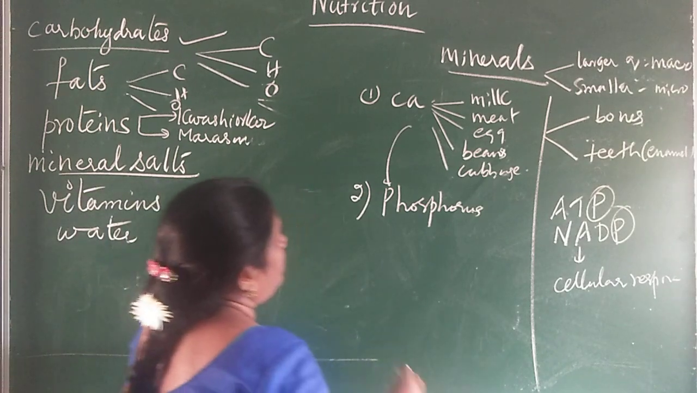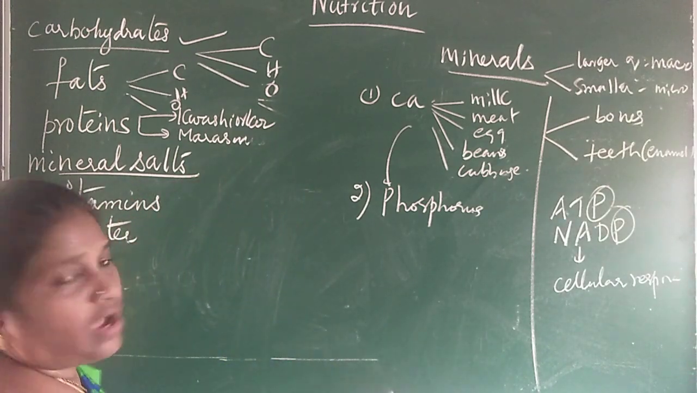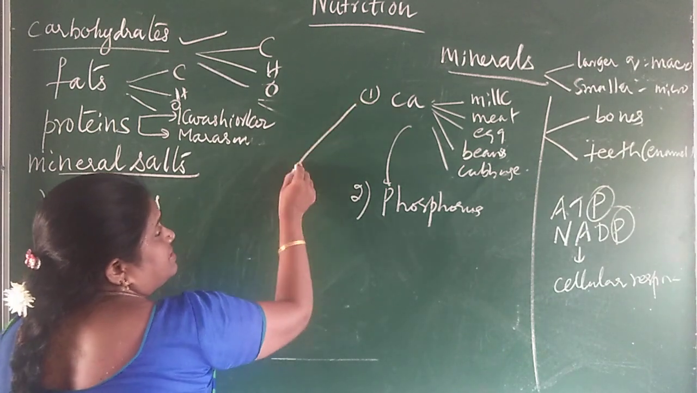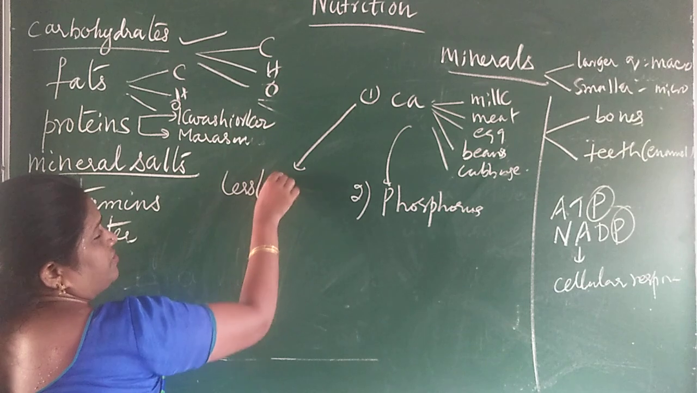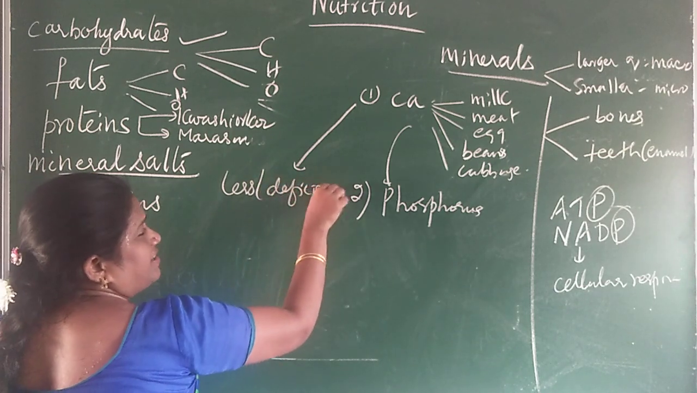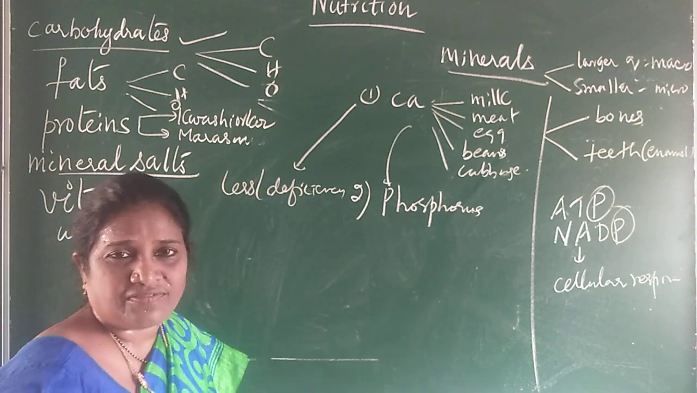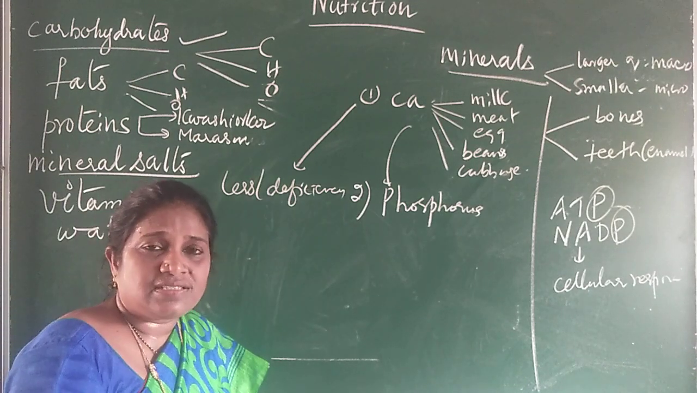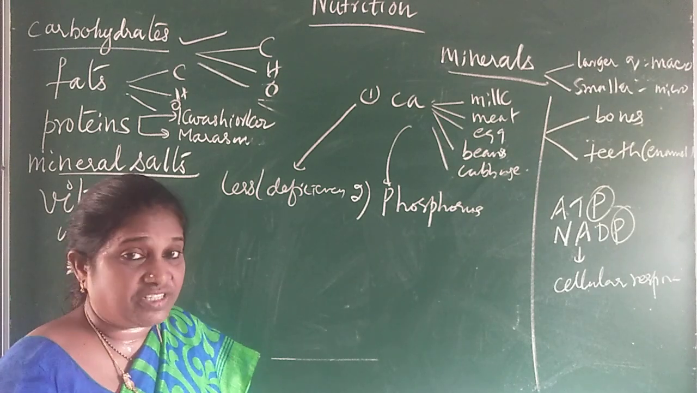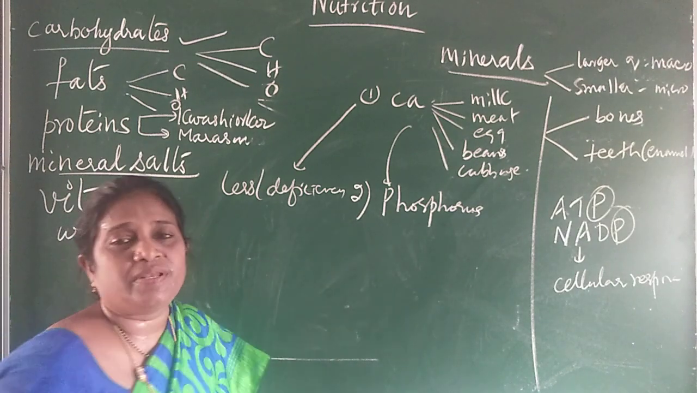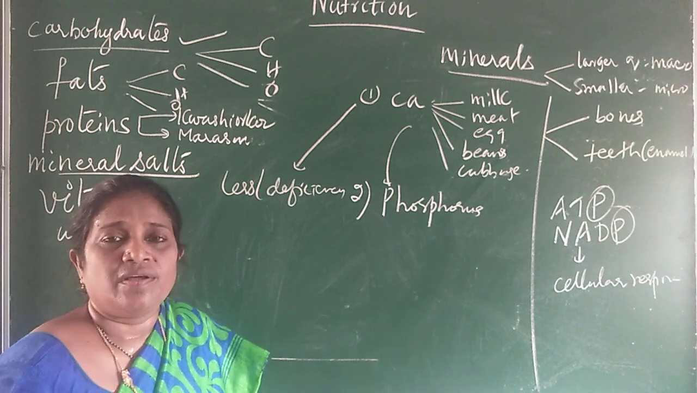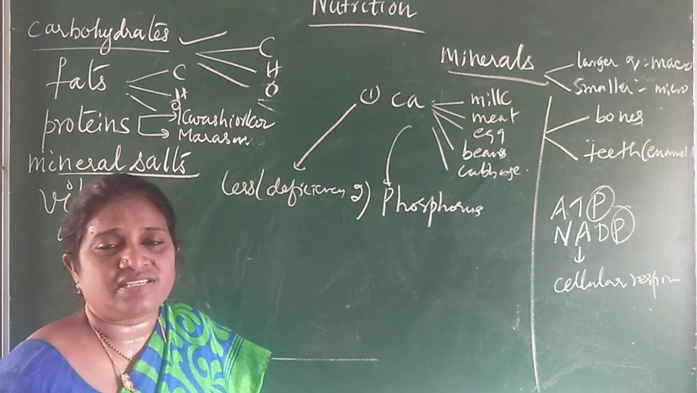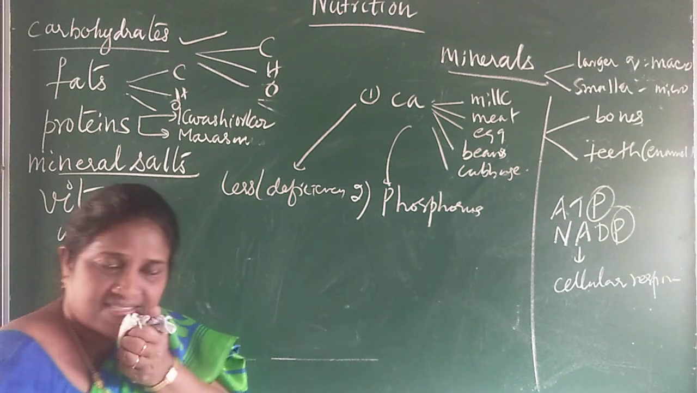Next, you also have deficiency diseases. Children, if calcium is less, or if there is a deficiency, just like the protein deficiency diseases you have seen, Kwashiorkor and Marasmus. If your diet is deficient in any of these minerals or vitamins, then some diseases are caused. Those are called mineral deficiency diseases or vitamin deficiency diseases.